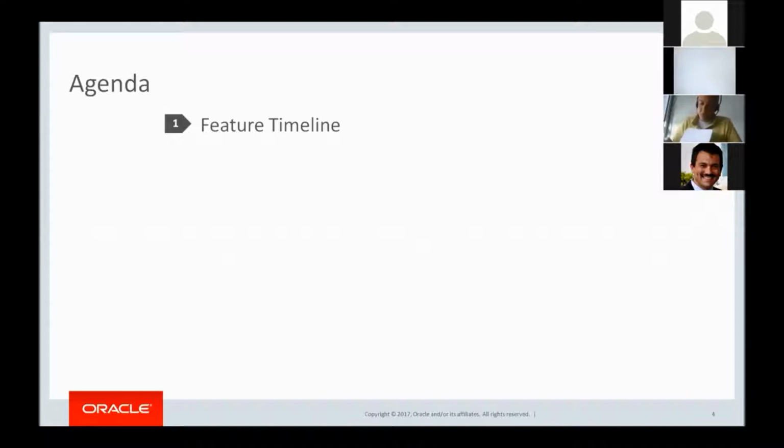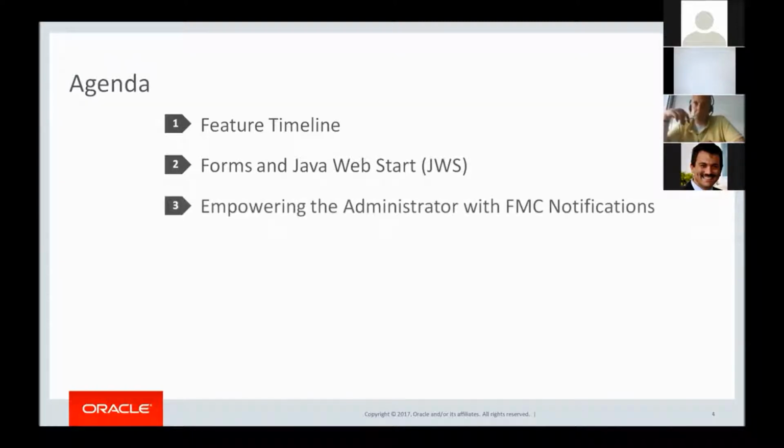So the agenda is quite full. I'm going to try to go through it pretty quickly. Again, if there's questions, let me know. But what I want to do is take a quick look at some of the features as they were released over time, just so that you could get an idea of what the benefits of upgrading are, assuming you're on an older version. I want to talk about Java WebStart and how it's used in Forms 12 and what advantages that's going to deliver to you.